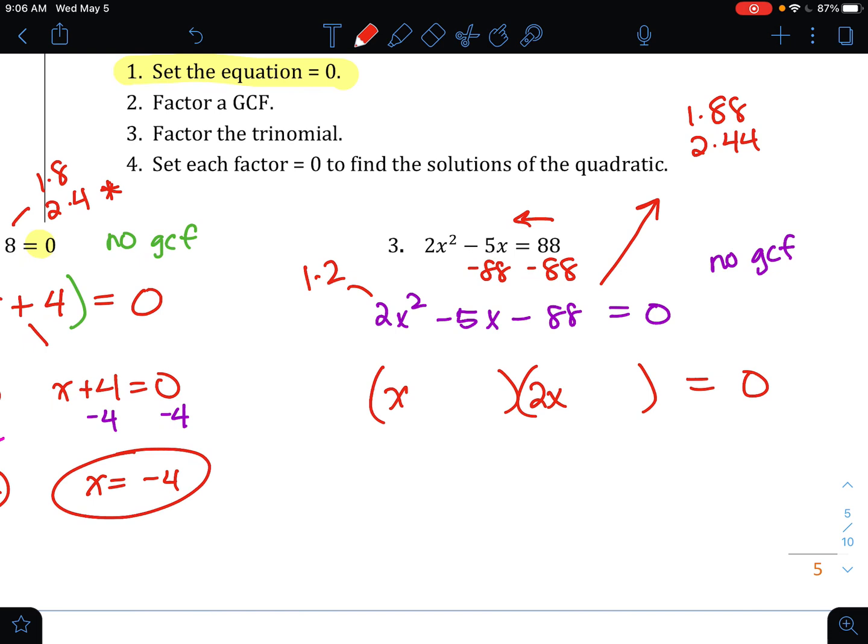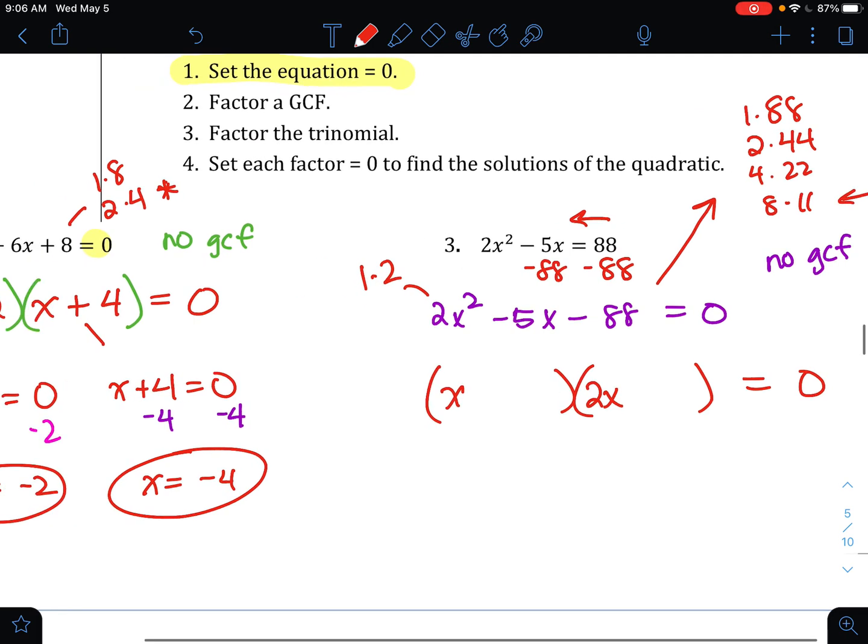A 3 will not go into 88. 88 divided by 4 is 22. I know a 5 won't go into it because it doesn't end in 0 or 5. 88 divided by 6 is not a whole number. 7 doesn't work. 8 works. 8 times 11. And that's probably all we can get. 8 and 11 are pretty close together. Okay, let's start with 8 and 11.